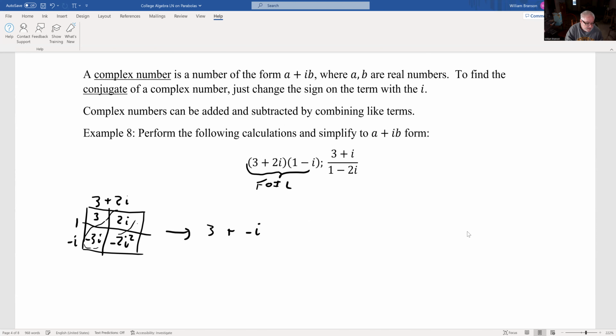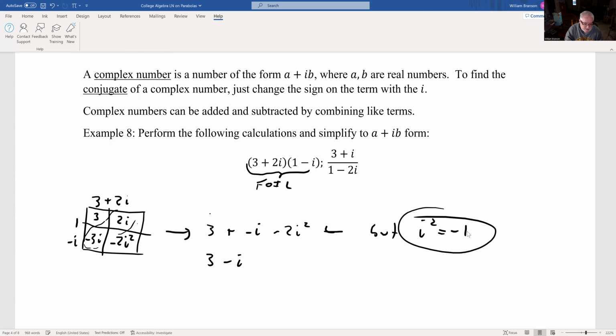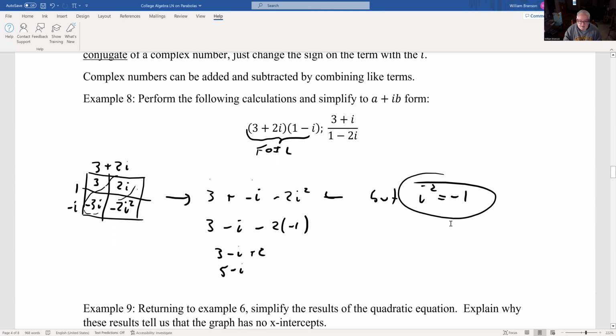Right? That's these two terms added together. And then I have minus 2i squared. But i squared equals minus 1. Right? So this becomes 3 minus i, that's these two terms, and then minus 2 times minus 1, that becomes 3 minus i plus 2, or 5 minus i. Right? So when we're multiplying them, we can multiply it out. Just remember that the i squared turns into a minus 1, and then you can combine it with the first term.